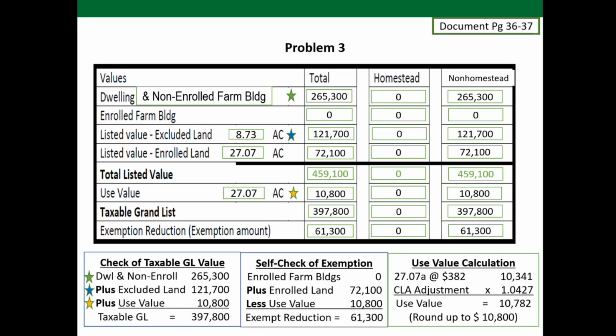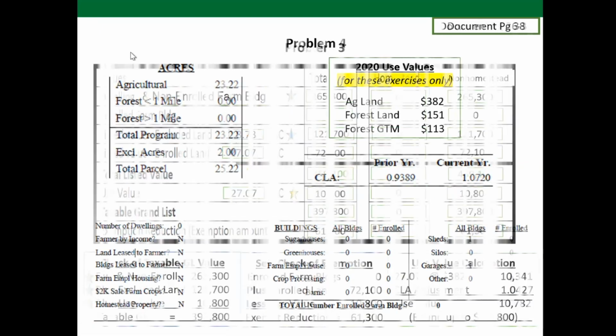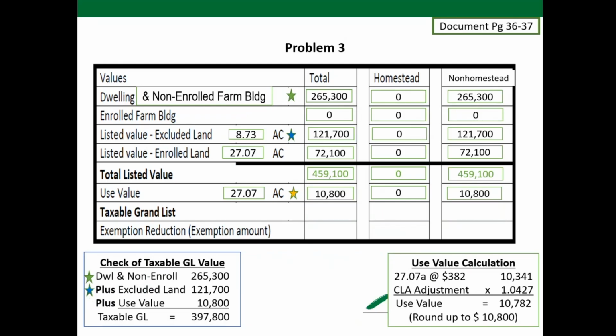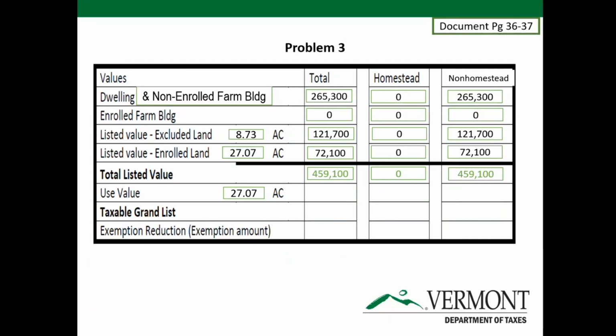All right. I think I see. Can you tell me again how you got the value of the excluded land? Gladly. We're going to go back. A lot of back keys. Hold, bear with me.